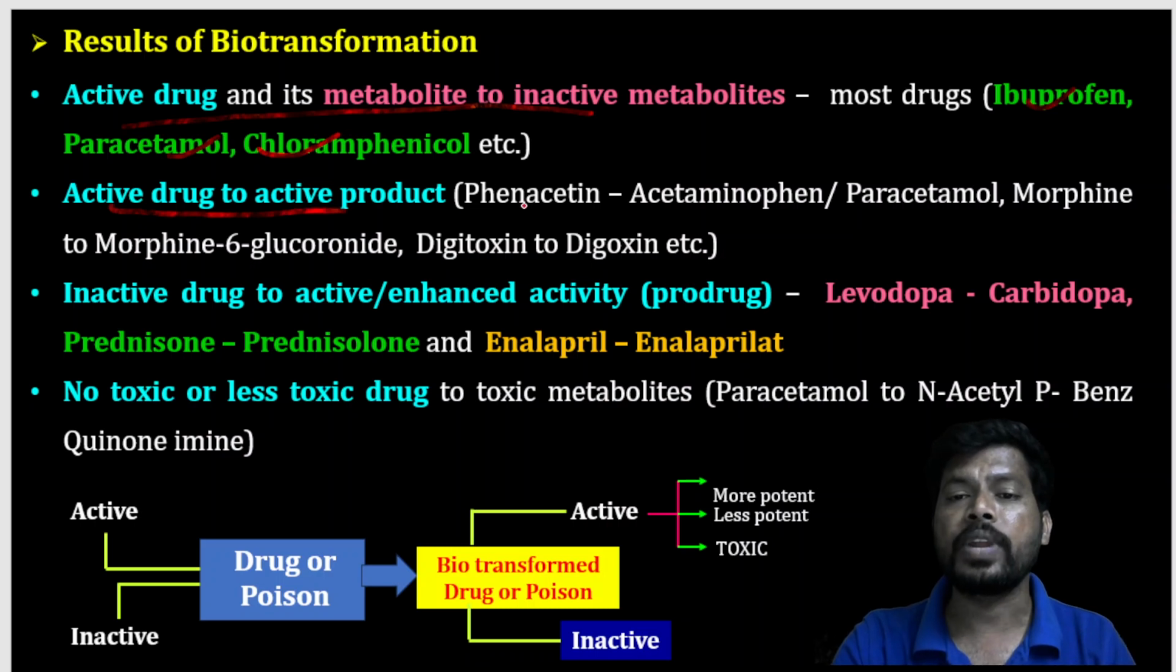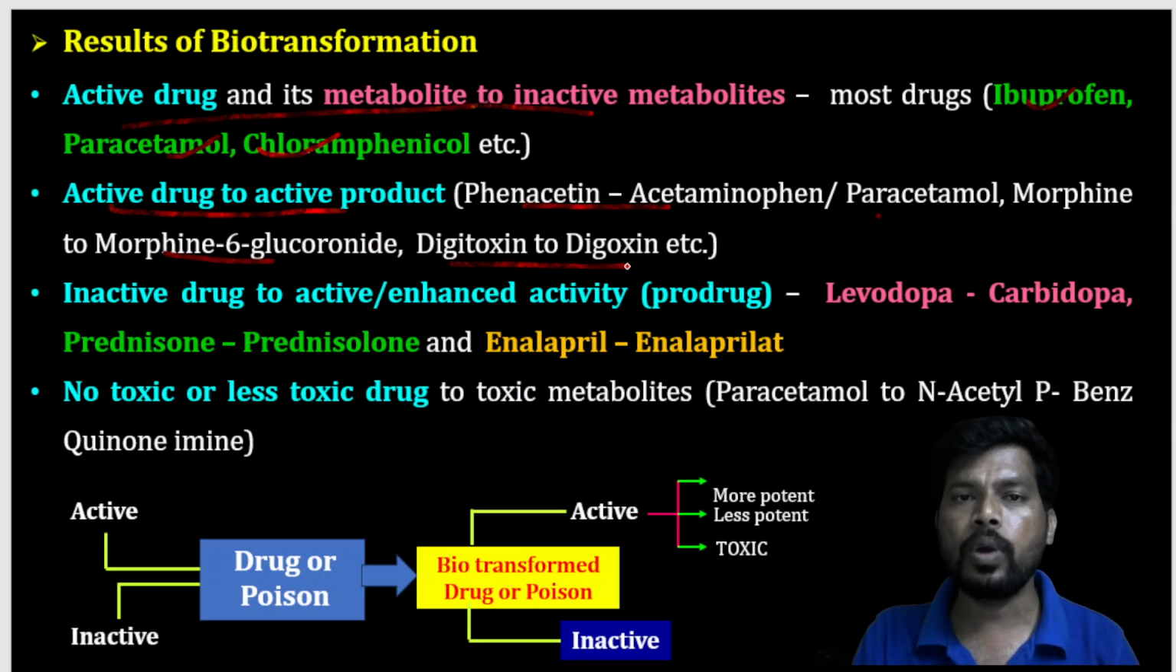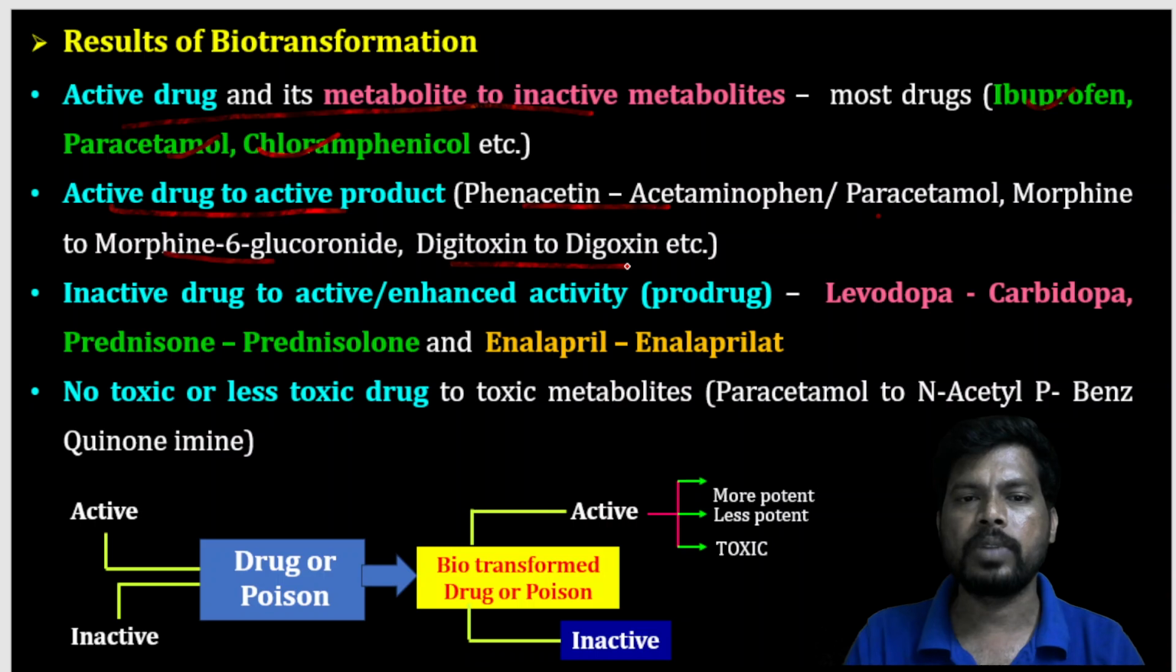Next, conversion of active drug to more active drug. For example, phenacetin to acetaminophen or paracetamol, morphine to morphine 6-glucuronide, digitoxin to digoxin. So this is conversion of the active form of a drug to a more active form of the drug.